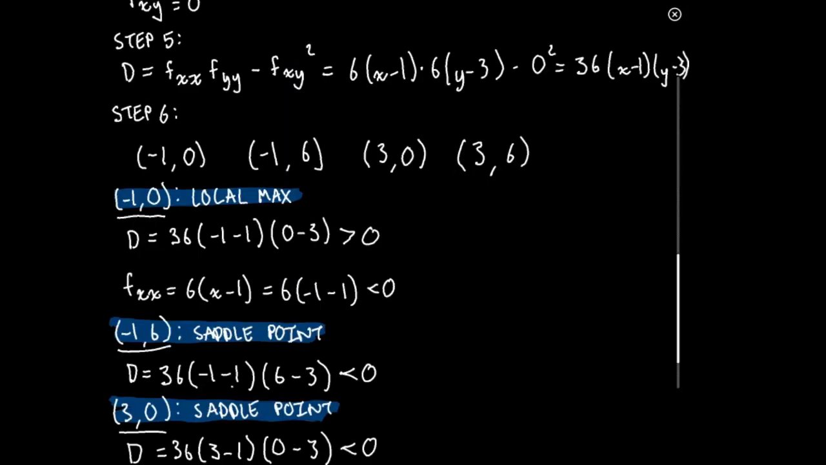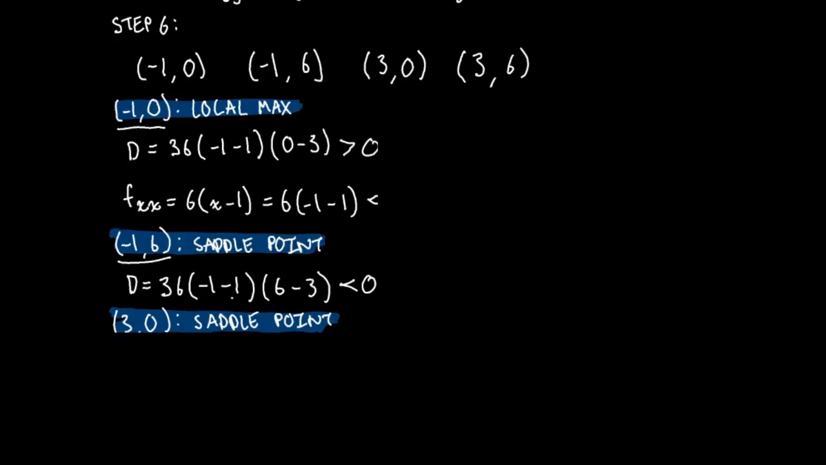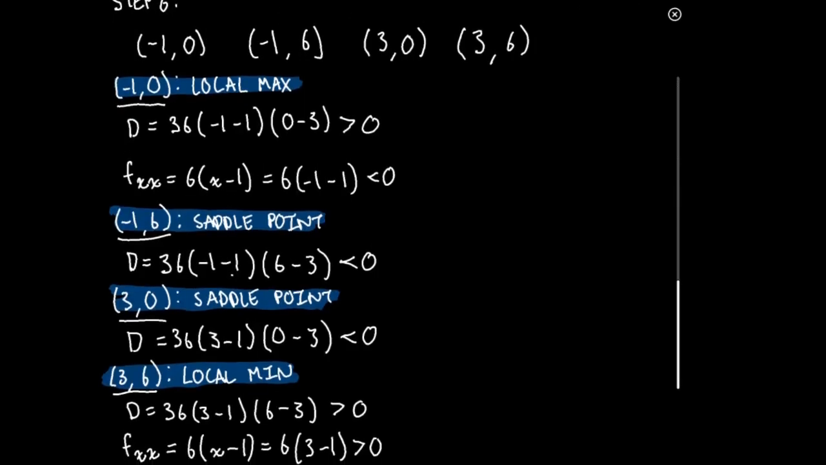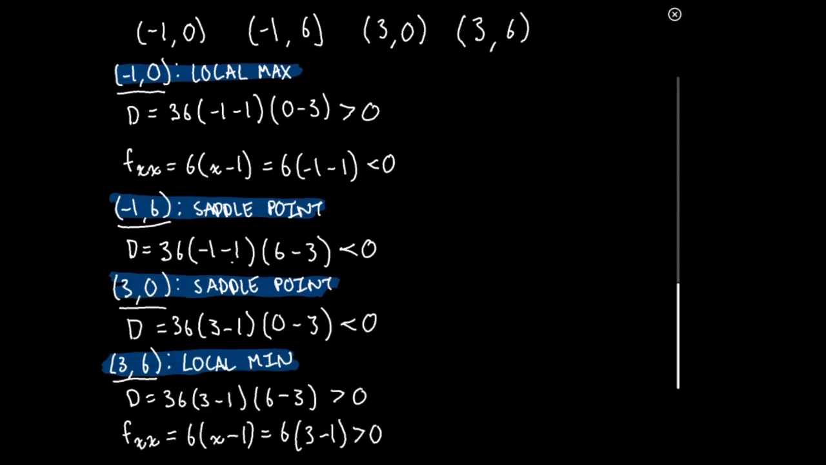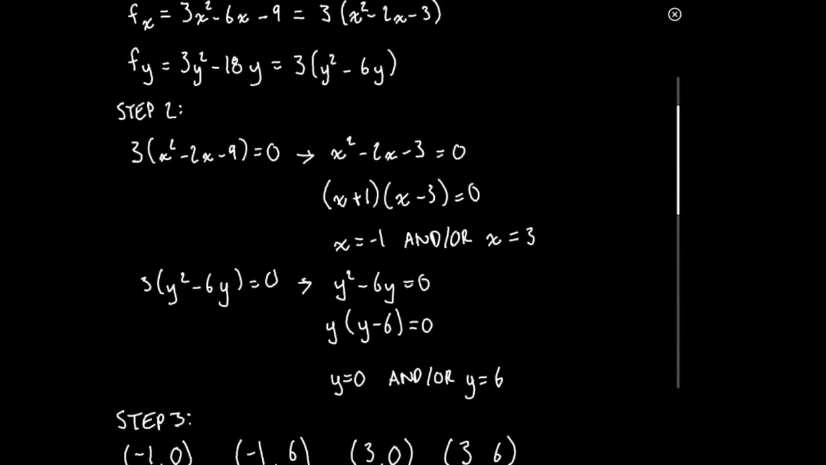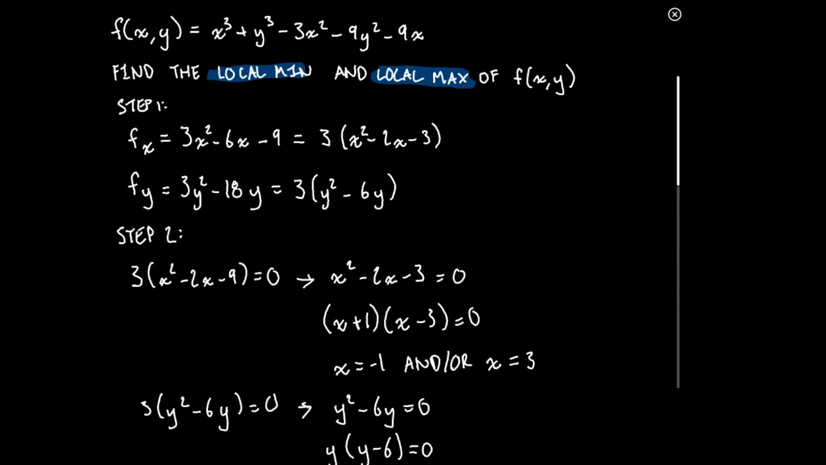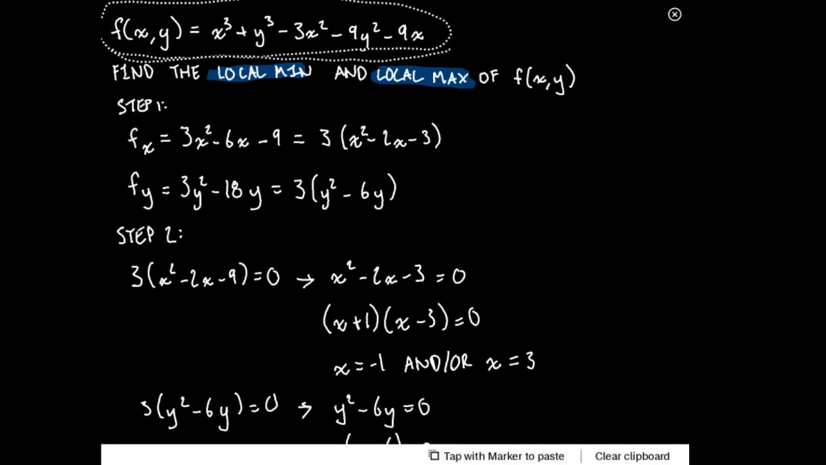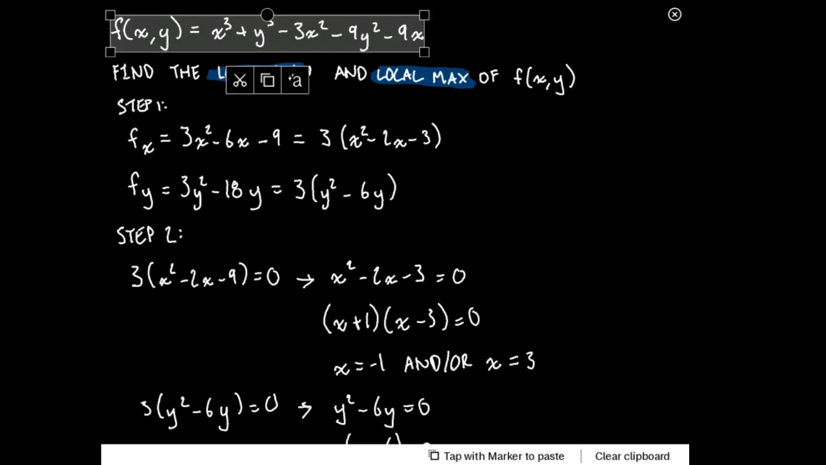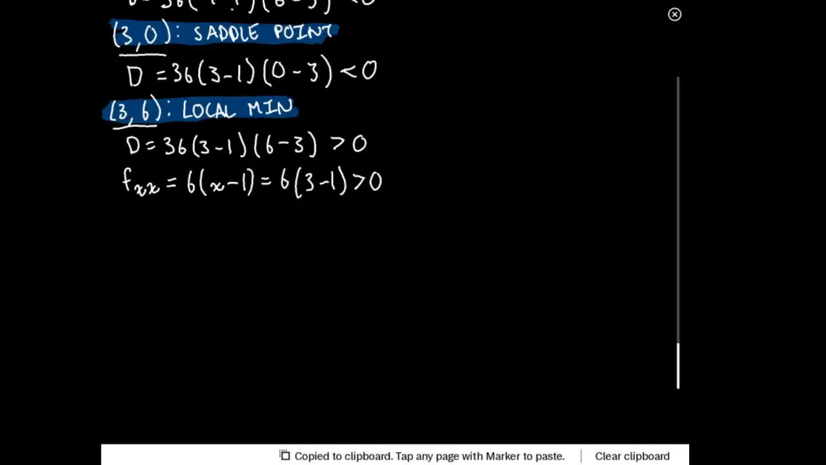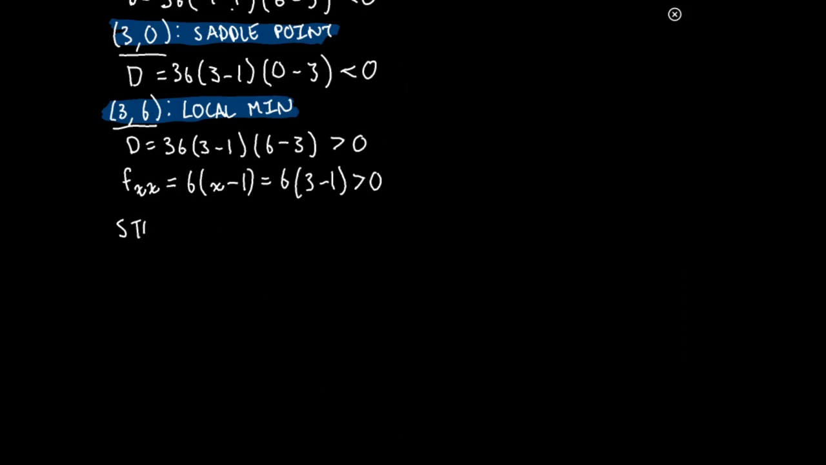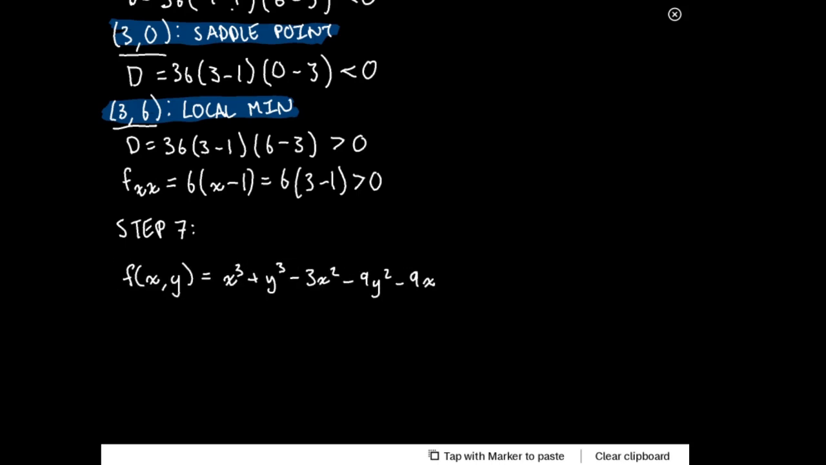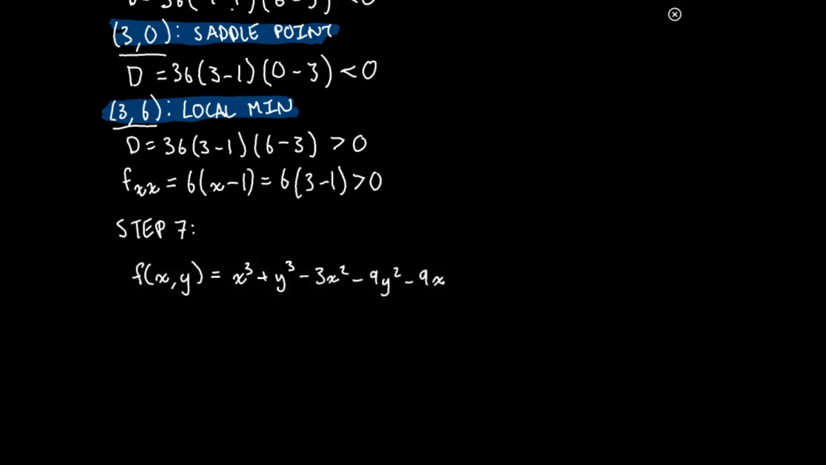So we're not even going to bother evaluating the saddle points. You could if you wanted to. We have everything that we need to do so, but we're not going to bother with that. Instead, we're going to go up, grab this function here, and do step 7. Just going to do each of the minimum and maximum points. So let's start with the minimum point.